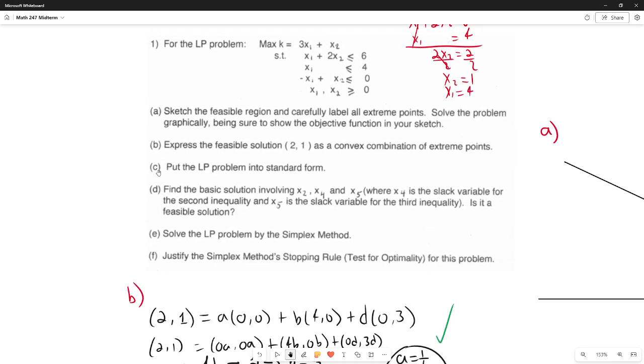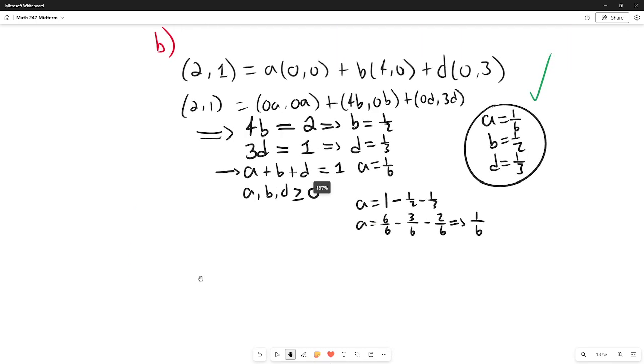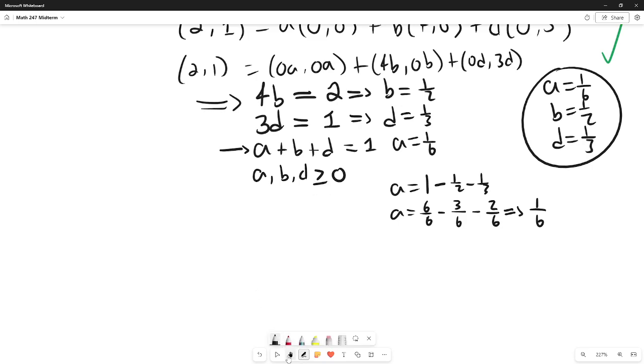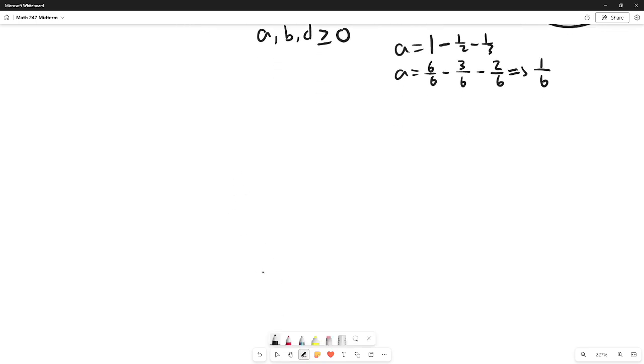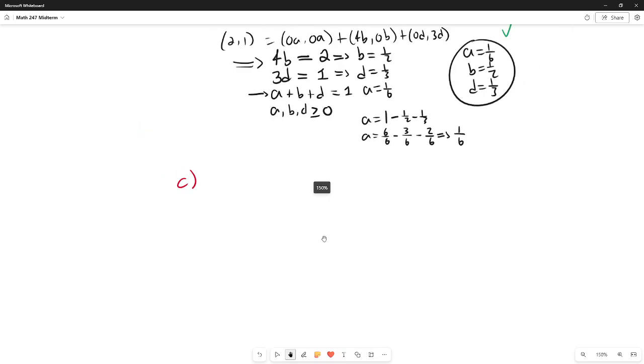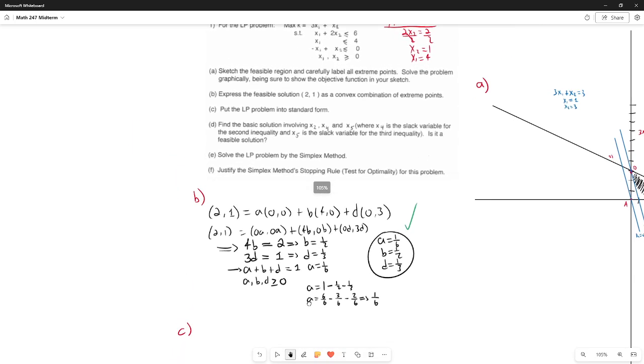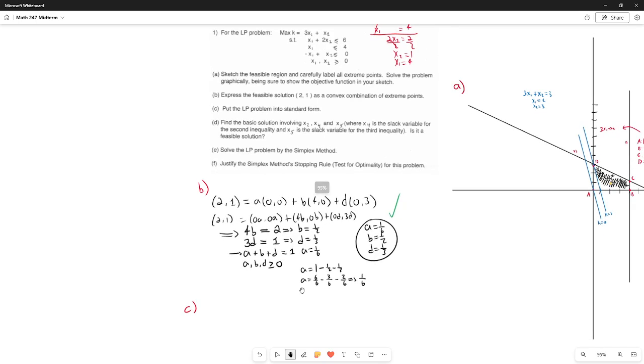Now, part C, it says put the LP problem into standard form. This is pretty simple to do. Let me go like this, C. And what I'm going to do is first rewrite the original problem.